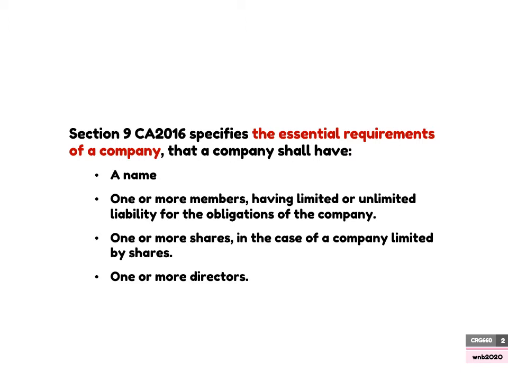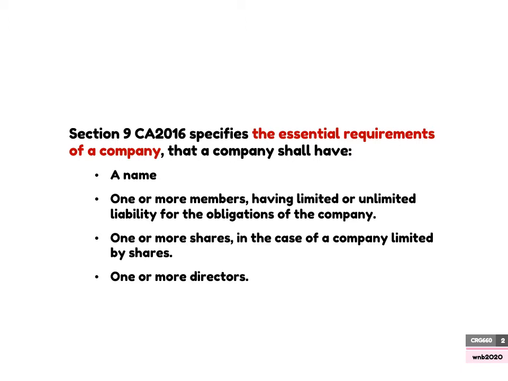First sekali, bila kita nak tubuhkan syarikat, kita kena ada nama, a name, one or more members, sebab syarat dia kena ada at least seorang ataupun lebih lah members, and you have to specify that member to having limited or unlimited liability as for the obligations of the company. And untuk company yang limited by shares, dia kena ada at least one or more shares.